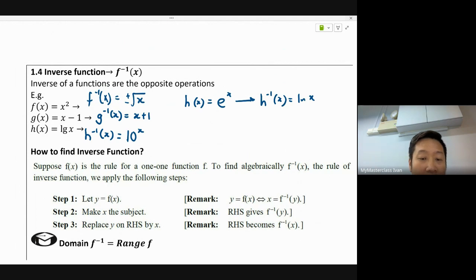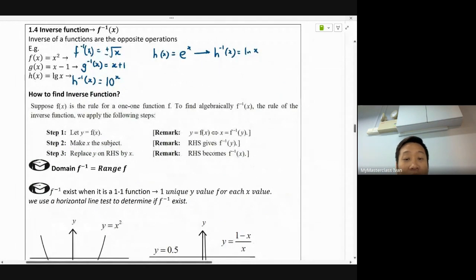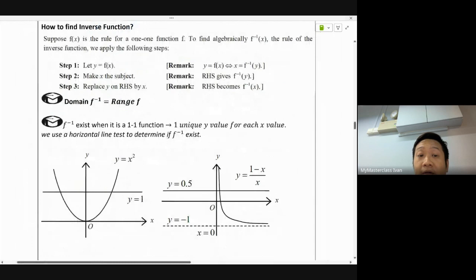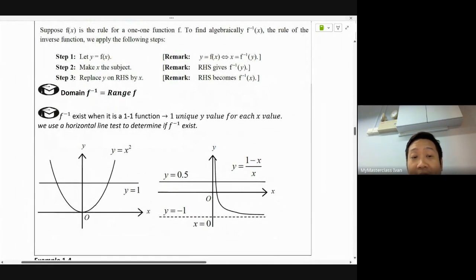Okay. And so how to find the inverse function? These are the steps. Basic things. Let y equal f(x), then make x the subject, then replace the y with the x. Later I explain to you these 3. Just remember these 3 portions first. I think there are several ways to do it. This is just one way that I like. Okay, the domain of f inverse x is equal to the range of f. This one I explain to you first.